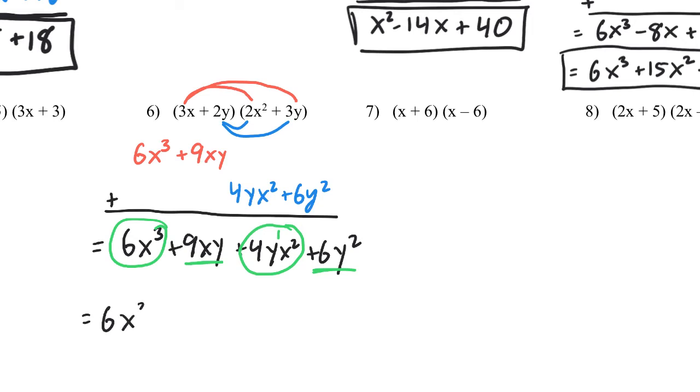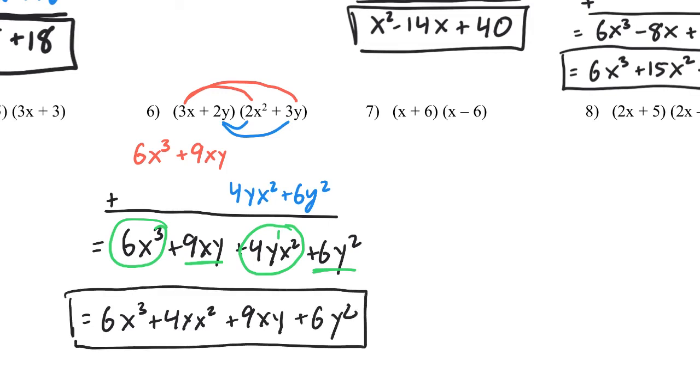So we're going to go 6x cubed plus 4yx squared plus 9xy plus 6y squared. So now we're in standard form and done.